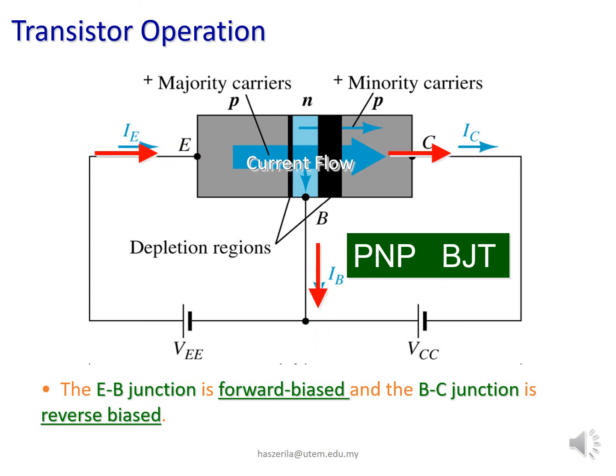The emitter voltage is more positive with respect to the base and the collector. The EB junction is forward biased and the BC junction is reverse biased.